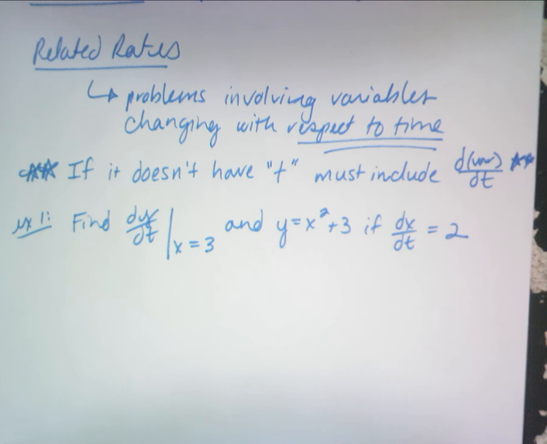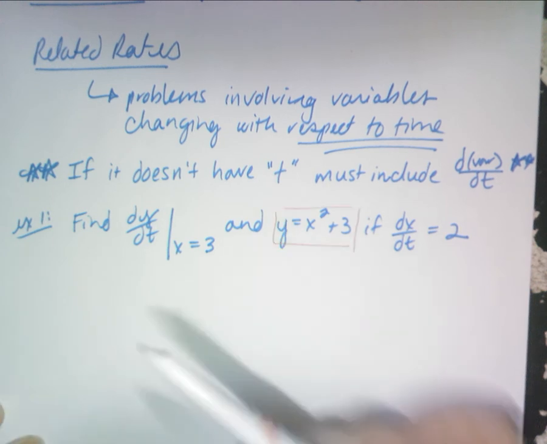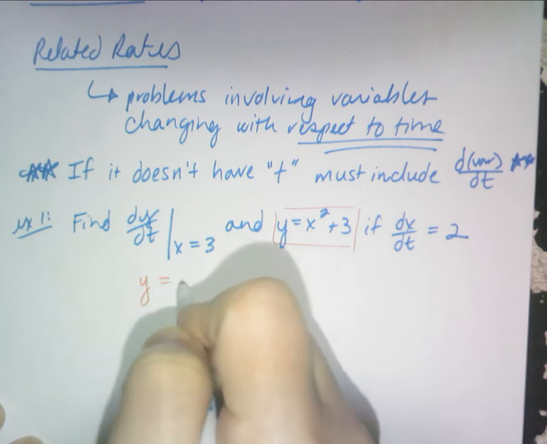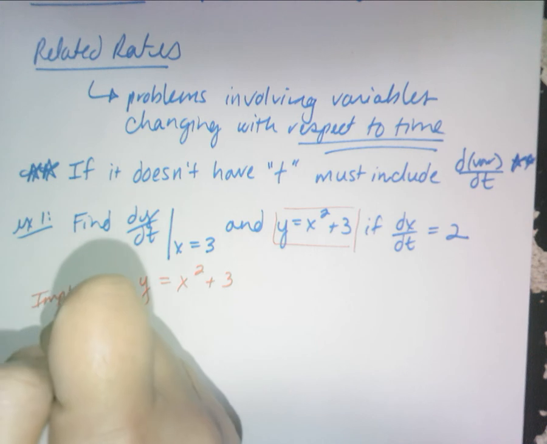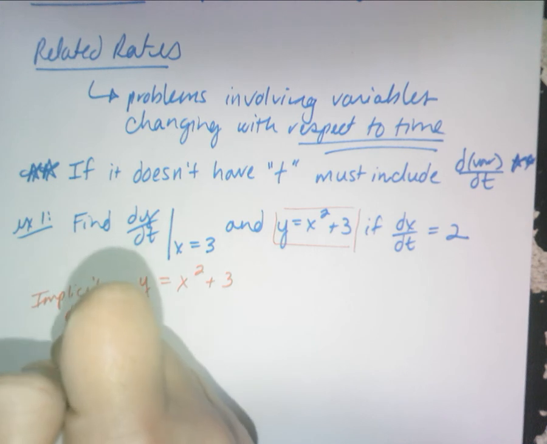But here's what they're always going to do. They're always going to give you some kind of formula. Or actually, I take that back. You're going to find the formula. You will already know these formulas. They're mostly geometric formulas from geometry. So they should all be familiar to you. In this case, this is the formula they've given to us. So we're going to start there, and you are going to do an implicit differentiation on it.